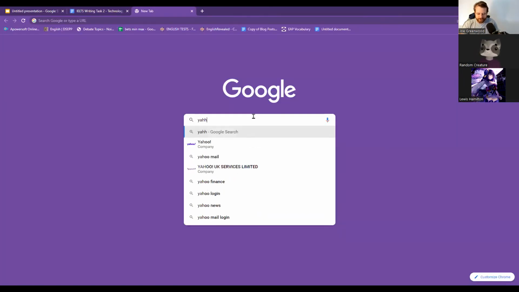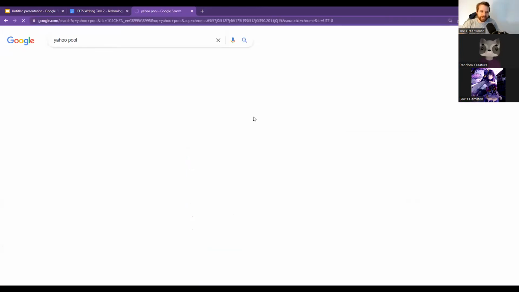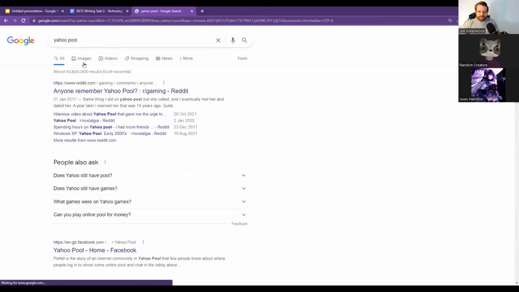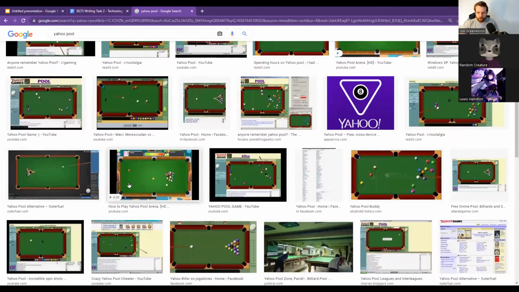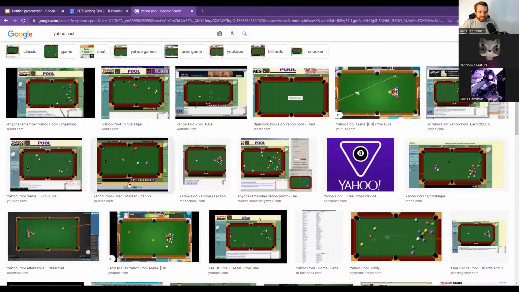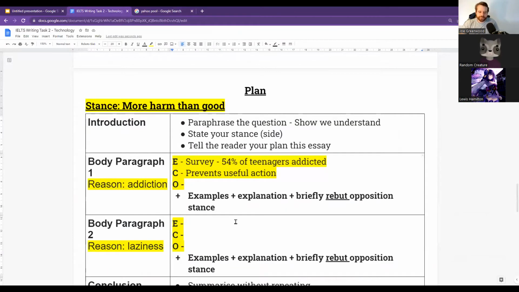Let me show you this game. You know about it already. I was addicted to this game. I played this game like 8 hours a day when I was a teenager. And what a waste of time that was. What a massive waste of time. So it prevents useful action, and that's my opinion on this. I can write my opinion in the essay. I don't need to plan the opinion.